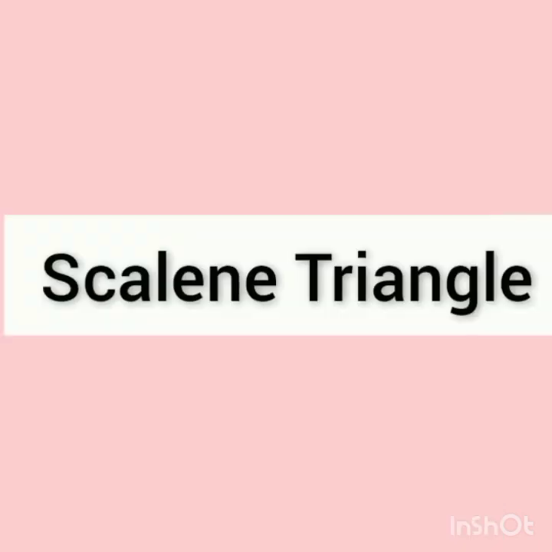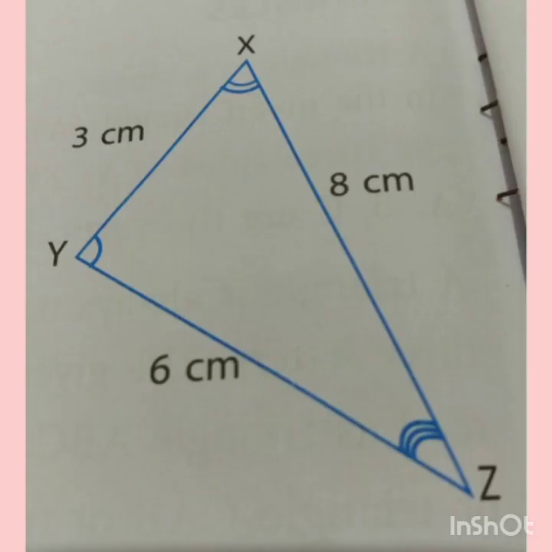Next is the scalene triangle. A triangle is scalene if no two sides of the triangle are equal. Here XYZ is a scalene triangle since XY, YZ and ZX are all of different lengths. And also in a scalene triangle, each angle will be different. Here angle X, angle Y and angle Z are all unequal.